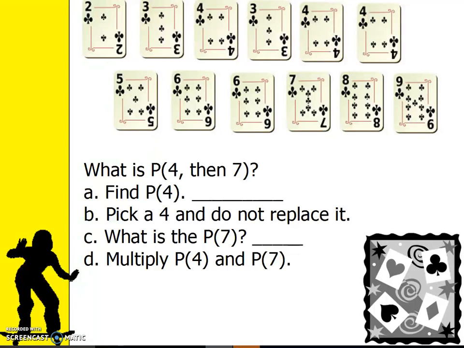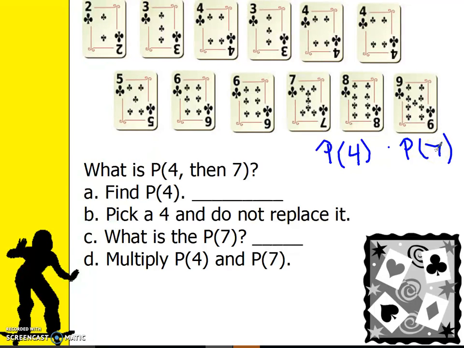All right, on question number 3. There are 12 cards in a deck. There is 1 number 2, 2 number 3s, 3 number 4s, 1 number 5, 2 number 6s, 1 number 7, 1 number 8, and 1 number 9. Find the probability of drawing a 4. So we have the probability of 4. Then, without replacing the card, what is the probability of drawing a 7?